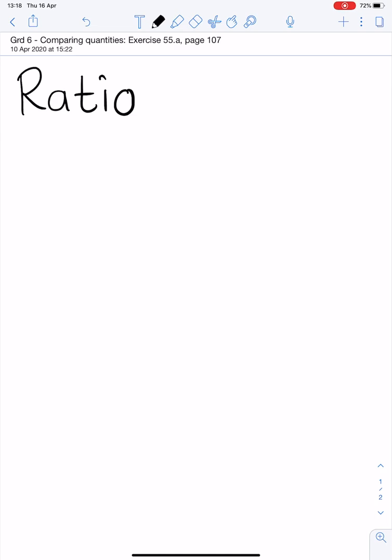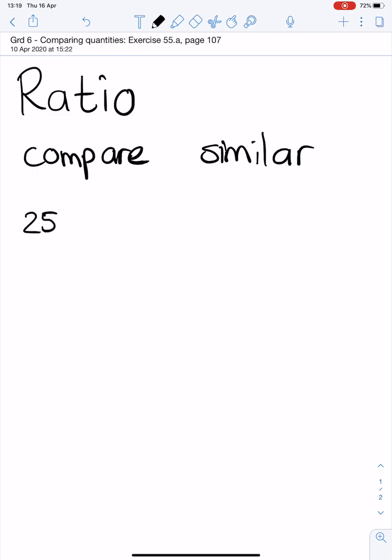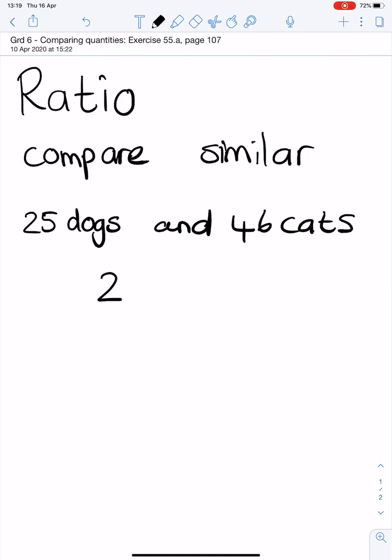Ratio is when we compare things that are similar. For example, if I were to compare dogs with cats, they are similar because they are both animals. So if there were 25 dogs at the SPCA and 46 cats, and I was asked to write those numbers in a ratio, I would say that there are 25 dogs to 46 cats.